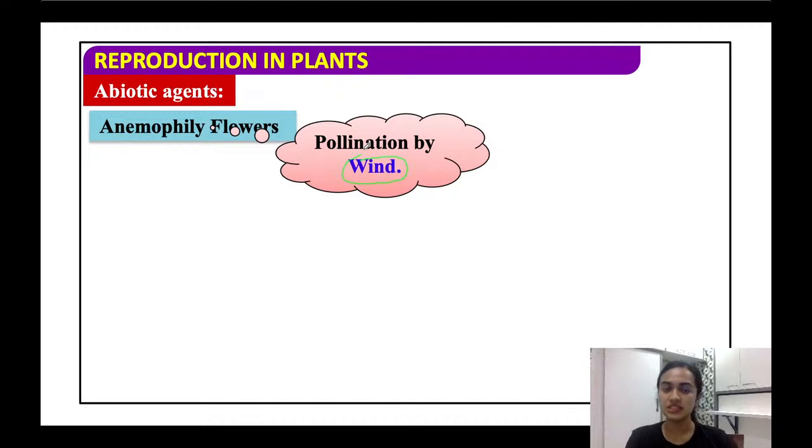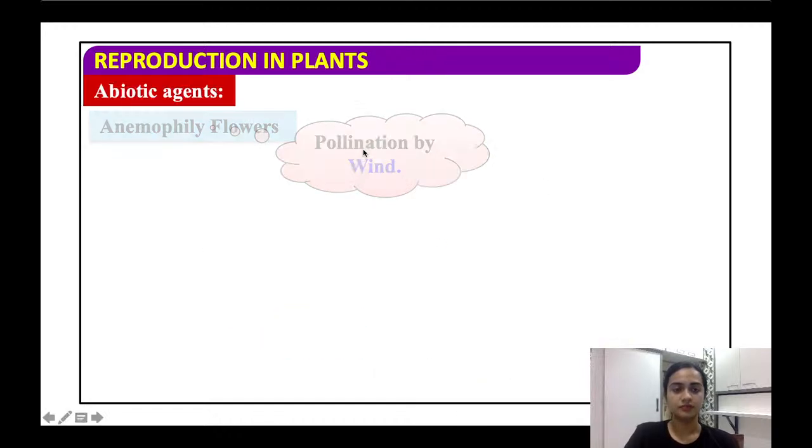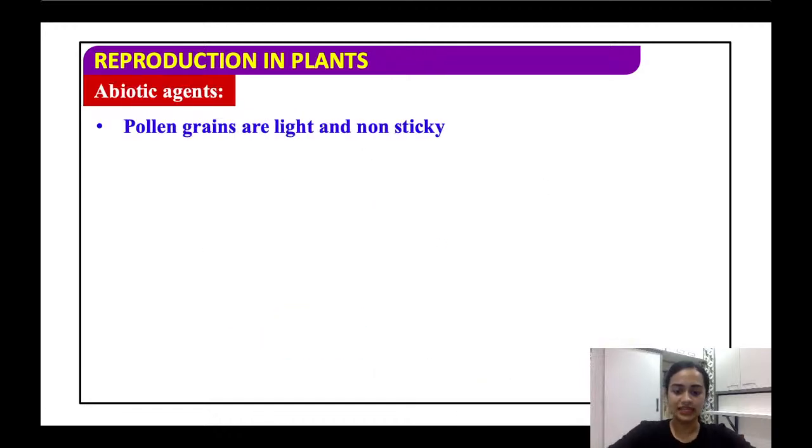So terrestrial flowers are mainly pollinated by wind. All right. So pollen grains are light and non-sticky. When the pollination has to occur through wind, the pollen grains have to be light so that they can easily travel in the air from one flower to another. And they also have to be non-sticky. All right. They need to have a feathery stigma so that these light pollen grains come easily in contact with them.